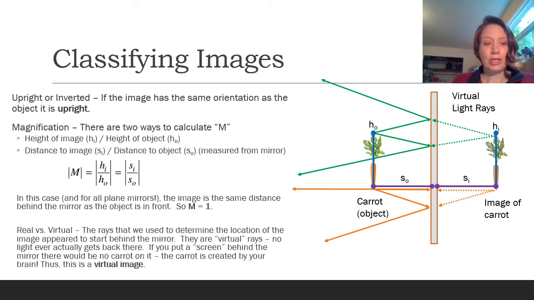The last classification is whether this is a real image or a virtual image. And the way you decide that is whether the real light rays actually intersected in a single point, or whether it is virtual light rays, or kind of imaginary light rays, that are intersecting. In this case, those light rays didn't actually exist at the location of the image. So those are virtual light rays behind the mirror. My brain thinks that's where the light came from, but the light didn't actually pass through that point where the image is located. So that tells me that this is going to be a virtual image, just like we predicted about this plane mirror.